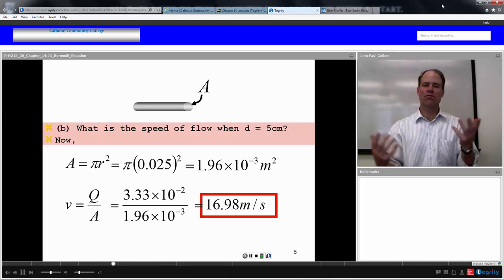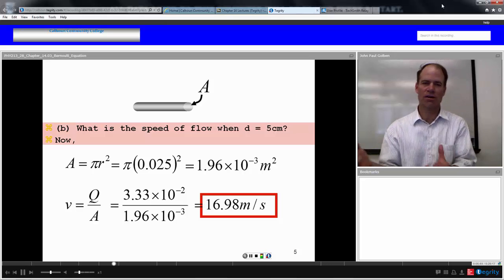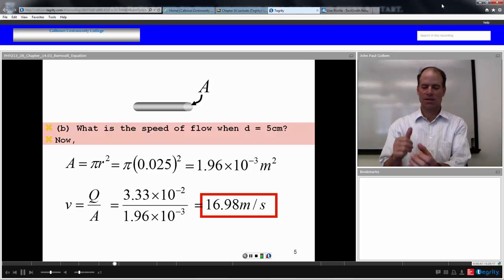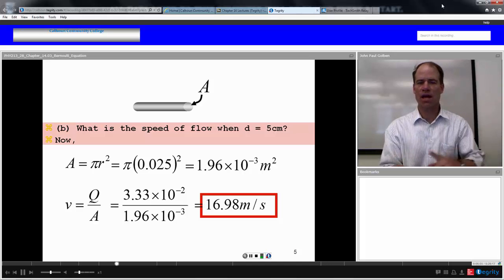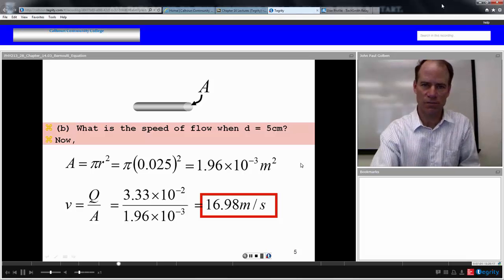So you've noticed this when you've had a garden hose and water's coming out of the hose, that if you reduce the area, the velocity increases proportionally. So if you put your thumb over half the area of a garden hose, the velocity will be twice as much coming out. In this case, we reduced the area to 1/4 as much. The velocity was 4 times as much.